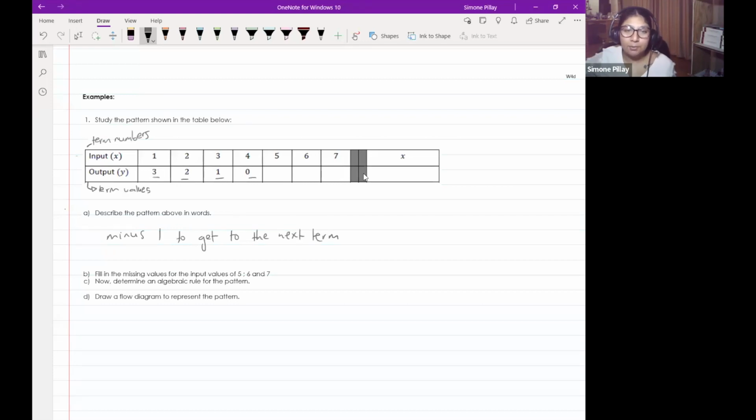Cool. Fill in the missing input values of 5, 6, and 7. And this is actually wrong. It's fill in the missing output values for 5, 6, and 7. Uma, super quick. Yes. For number 5, it's going to be -1. For number 6, it's going to be -2. And I see somebody answered in the chat, -3. Thank you, Uma, and thank you everybody in the chat for that.